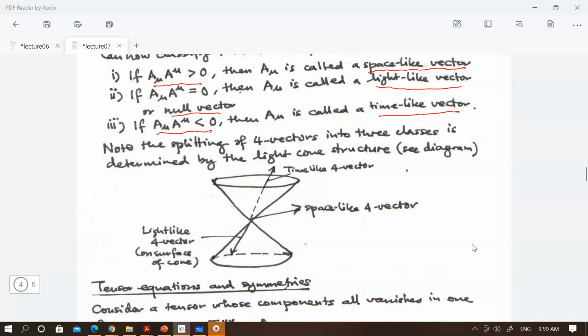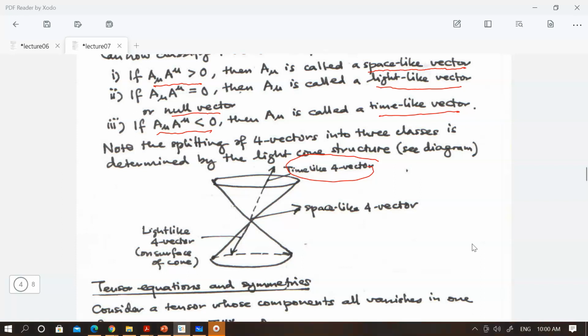One is called the time-like vector, and the time-like vector appears inside, if you remember, we talked about light cones before. It appears inside the light cone, and the space-like vector appears outside the light cone, whereas the null vector or the light 4 vector appears on top of the cone. Okay, so why is this so?